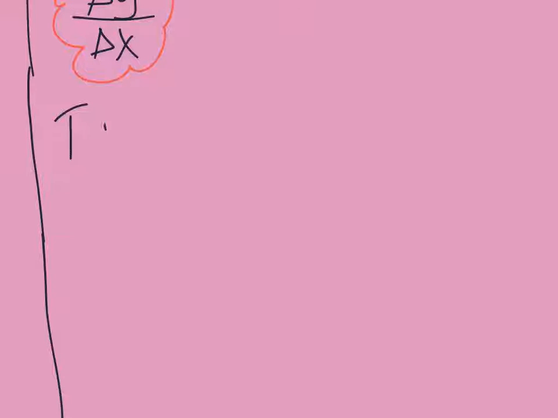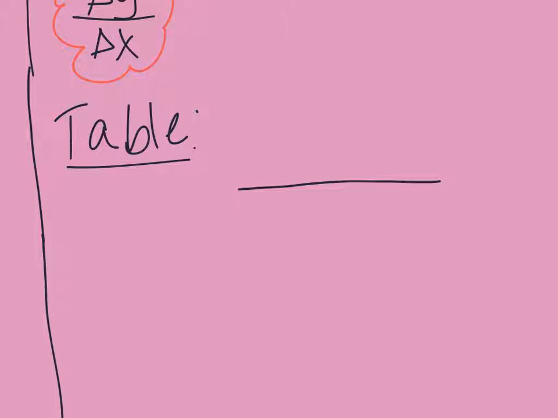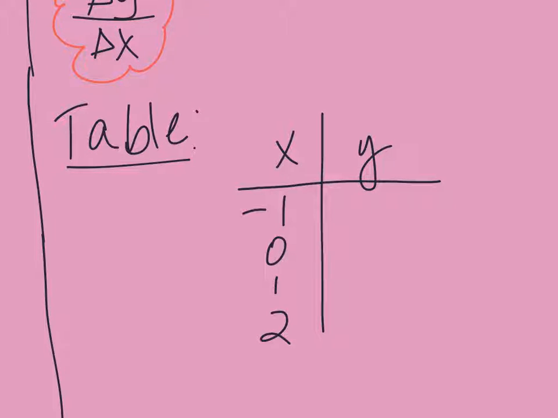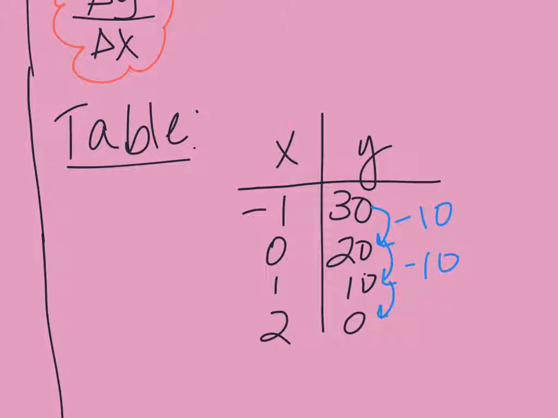Okay, so table. Okay, so here's one example. We're going to do 2 different examples, x and y. So x is -1, 0, 1, and 2. And y is 30, 20, 10, and 0. So the change in y looks like y is decreasing by 10 every time x is increasing by 1.